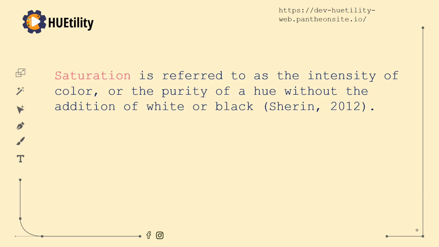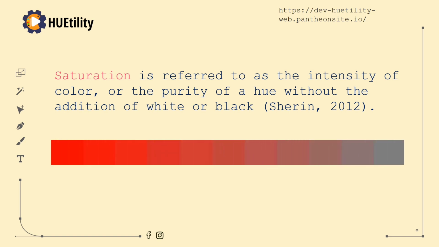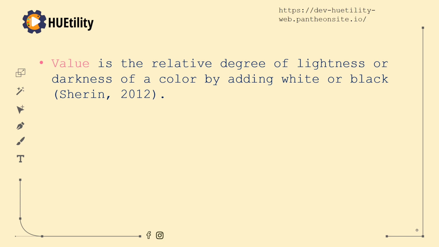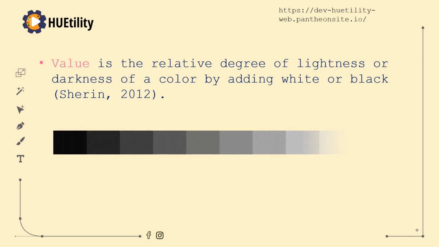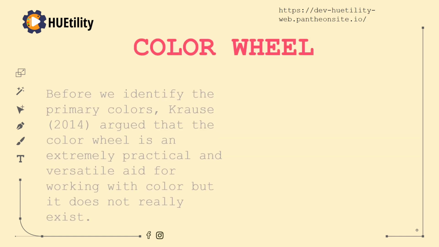Next, we have saturation, which is the intensity of color or the purity of a hue without the addition of color white or color black. On the other hand, value is the relative degree of lightness or darkness of a color by adding the colors white or black.